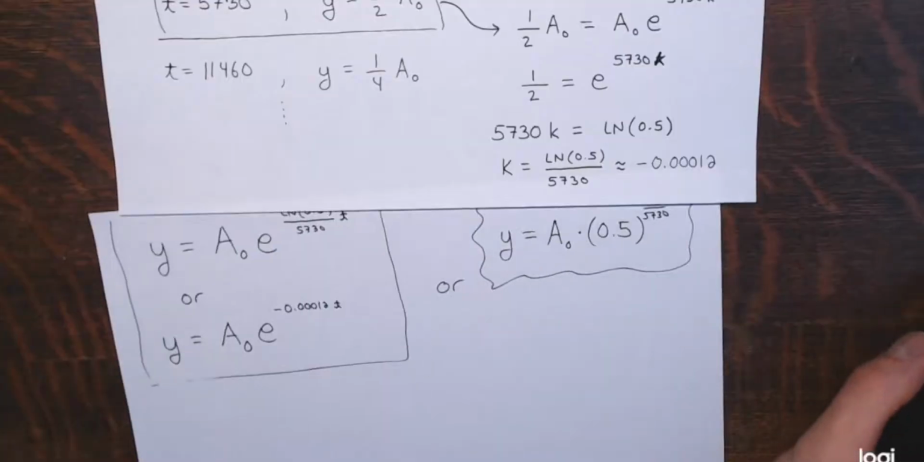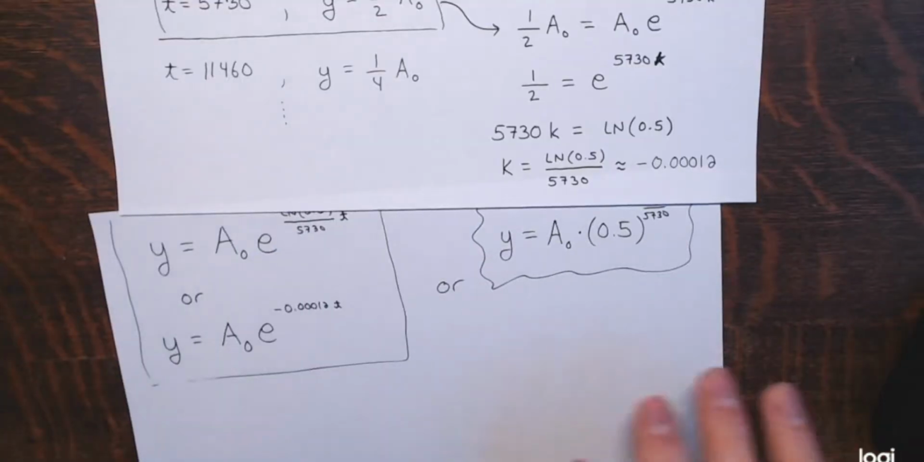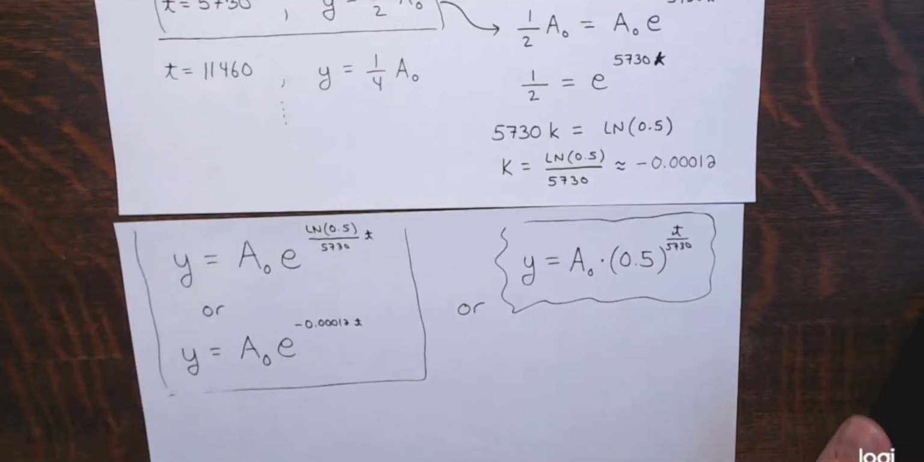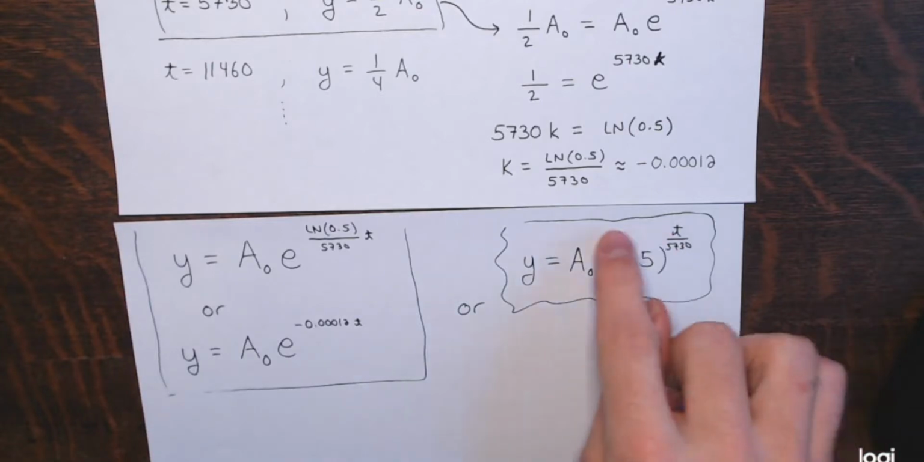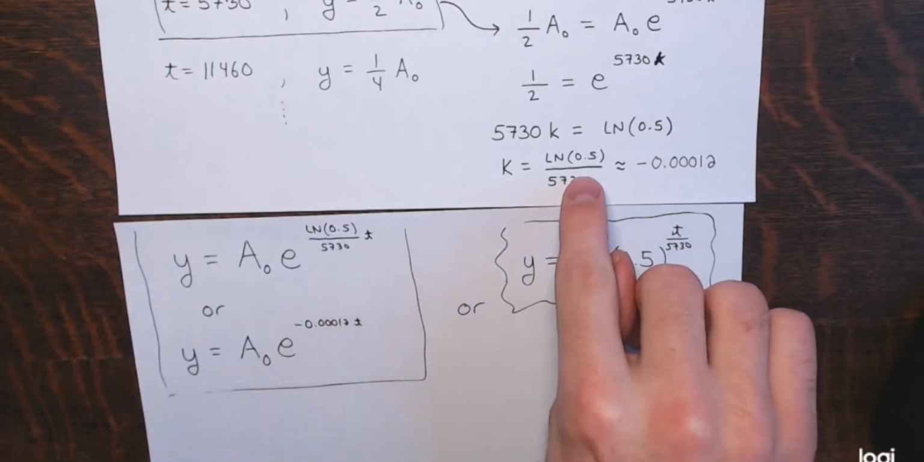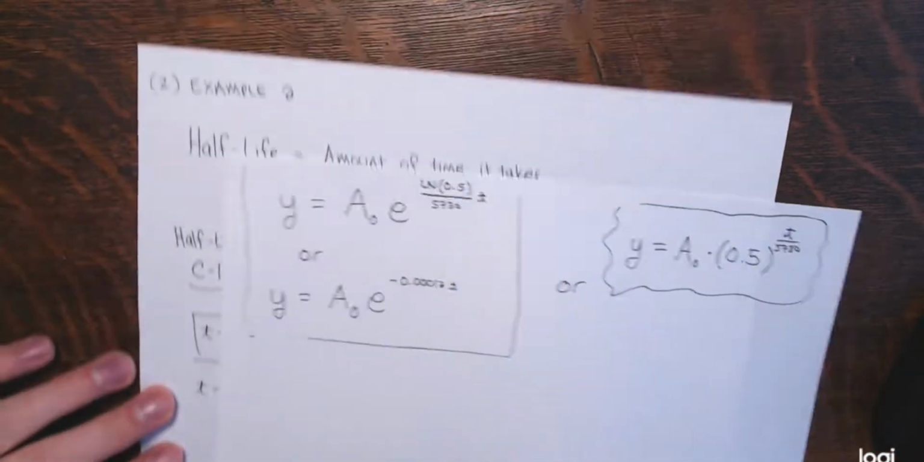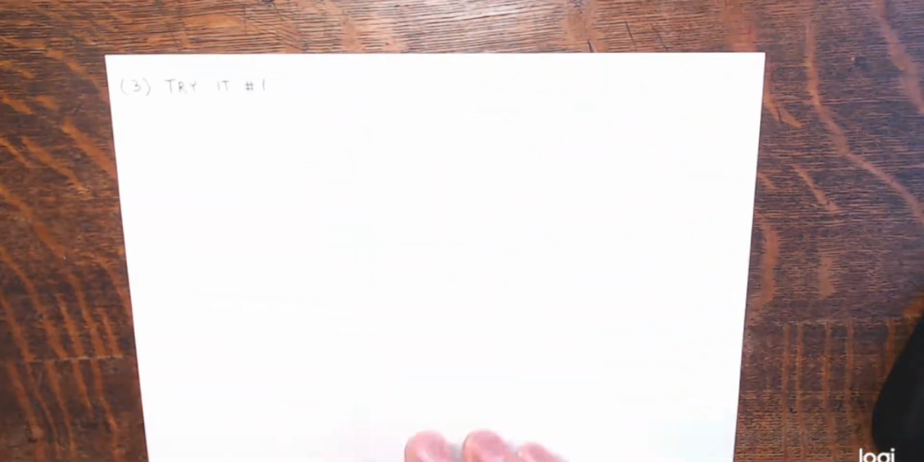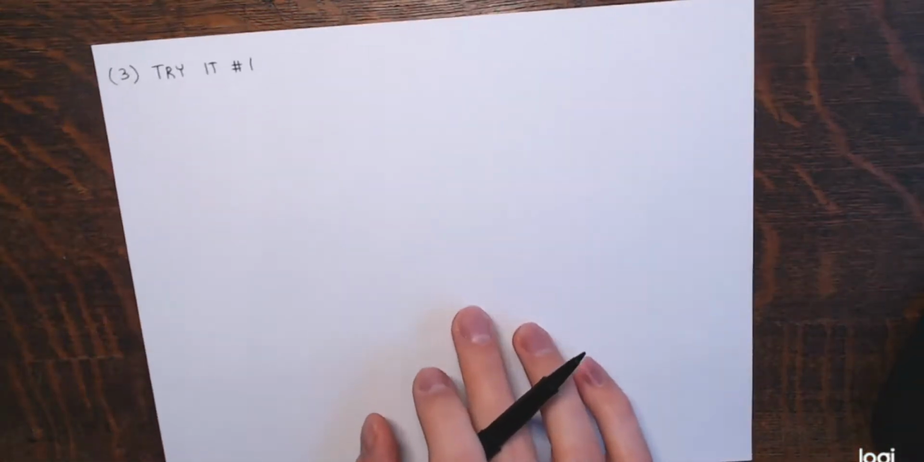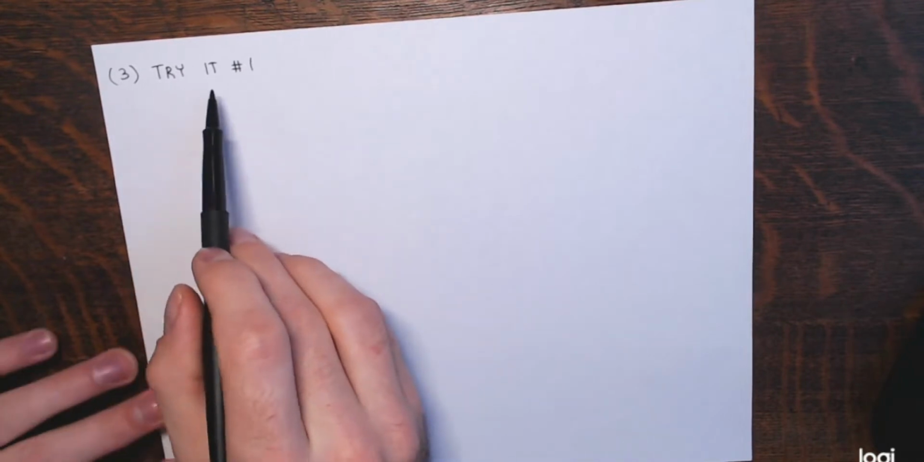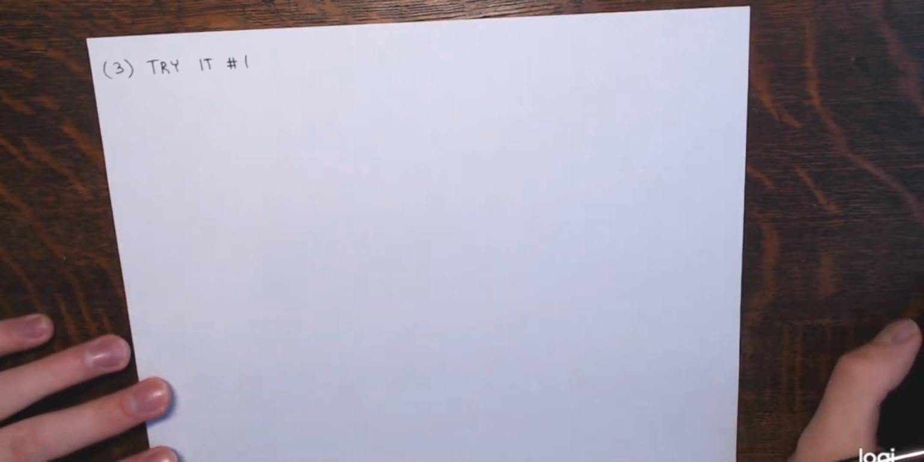All right. Okay, great. And that's all they wanted in example 2, was write this model, right? Find that value of k and put it into the model. We don't know A0. Okay. So next is my third example. On the third example, I just want to go over try it problem number 1 from the text.